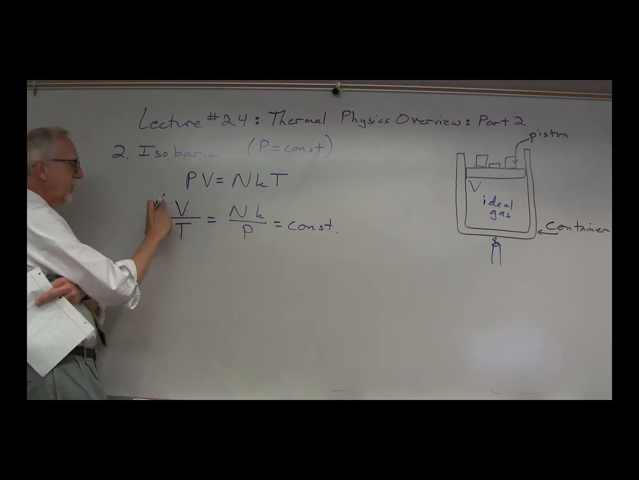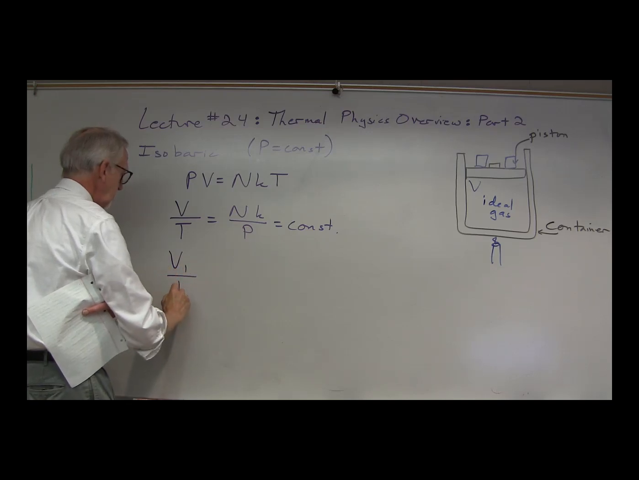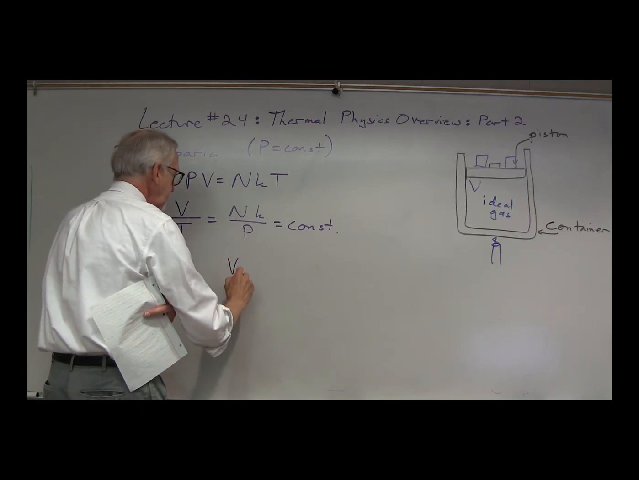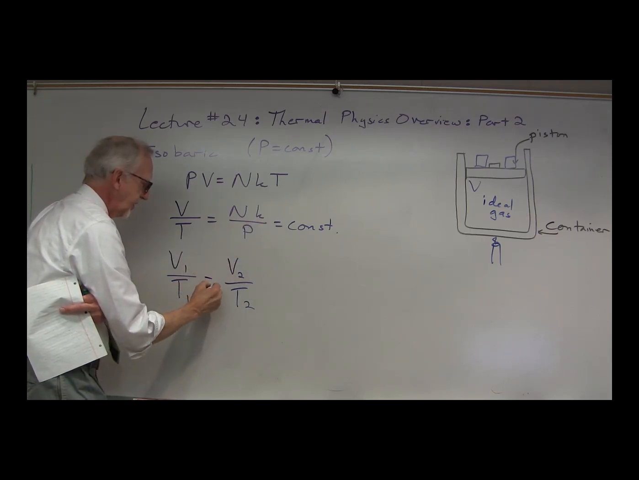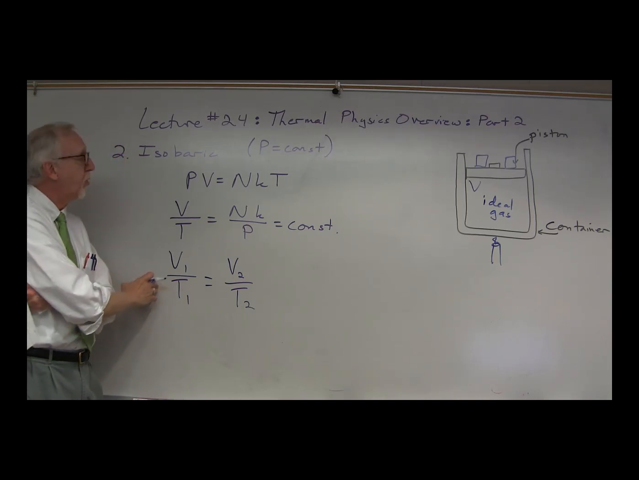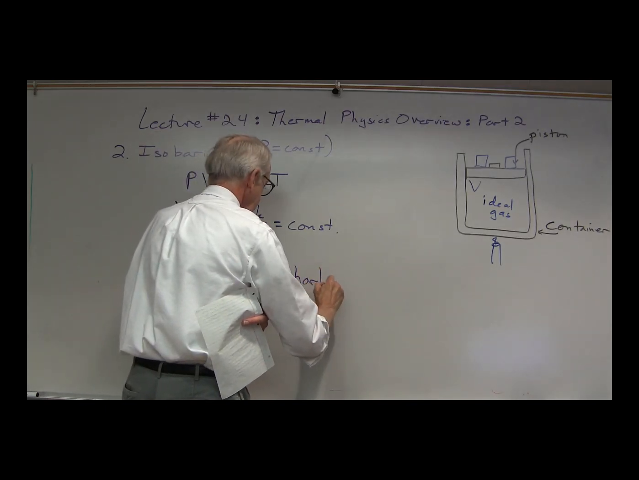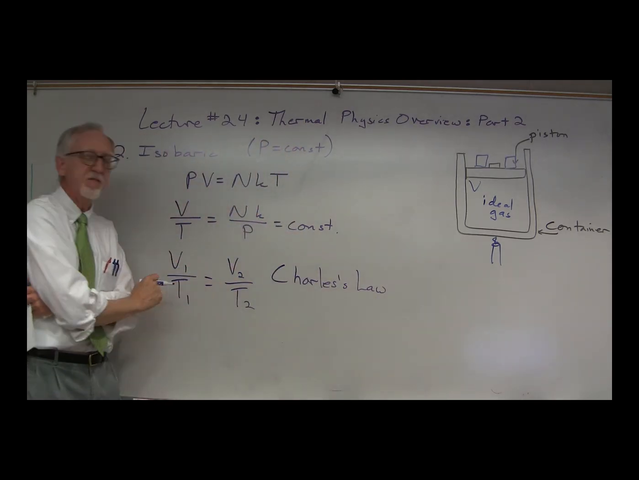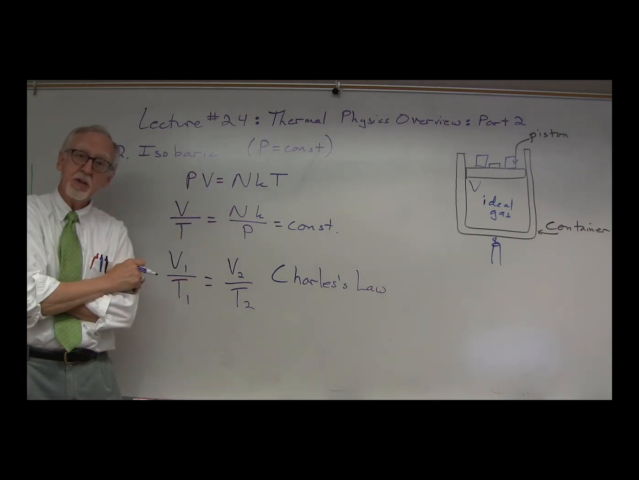So what we'll have is, again, say we start out with some initial volume and initial temperature, say V1 over T1. And then we change the volume and temperature, and we end up with some other values, V2 over T2. Well, that ratio has to equal the same constant, so these things have to be equal to each other again. And here we have the relationship of the quantities for an isobaric process, and this is called Charles's law. And it tells us how these quantities, the volume and the temperature, are related to each other for an isobaric process. Let's stick some numbers in here.